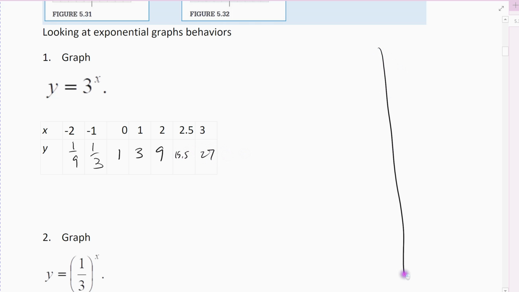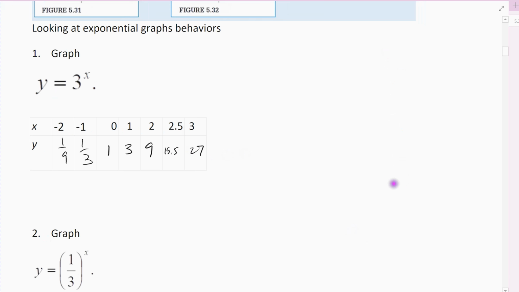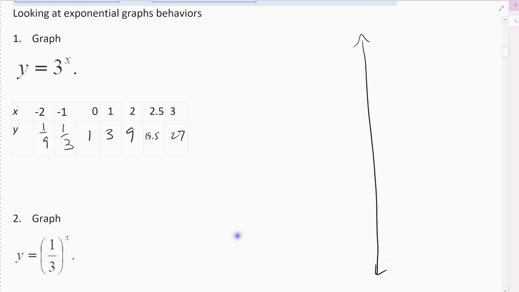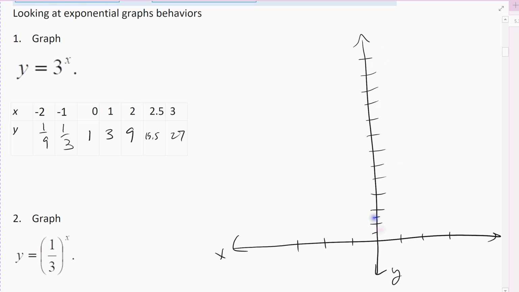Alright, so if I graph this, I need to go up a little higher. You have a grid on yours. It didn't cut and paste real nicely. It got really weird, so I had to redo mine.